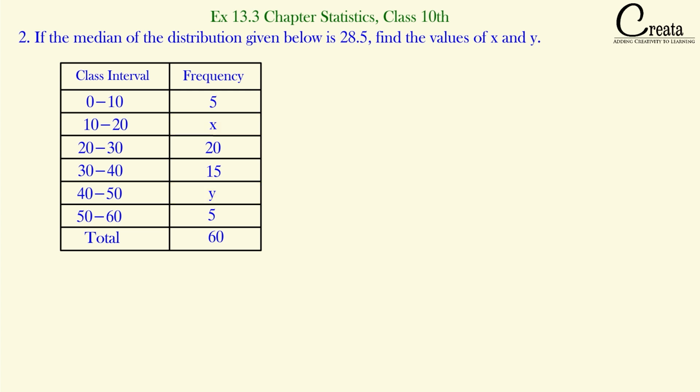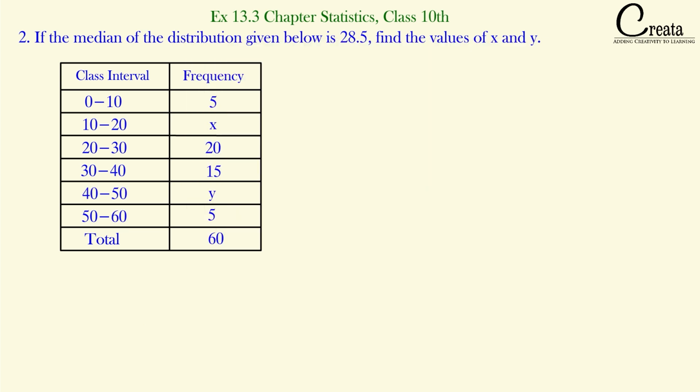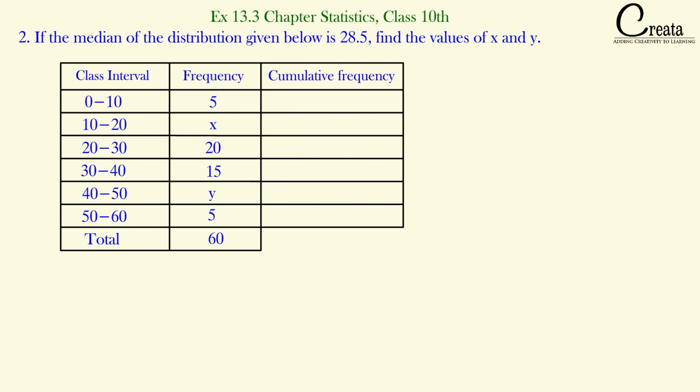This question is similar to example number 8 that we took in the previous lecture, so we will go along the same lines. Here the median is given, so we will not find the median. We will go in the reverse order. Let's see, what is the first step in a question related to the median of grouped data? We add one more column called the cumulative frequency.